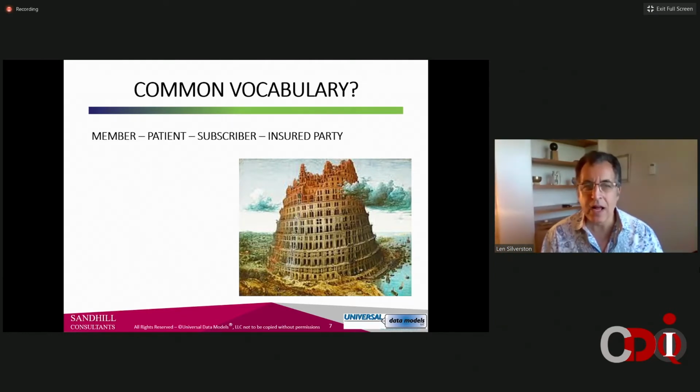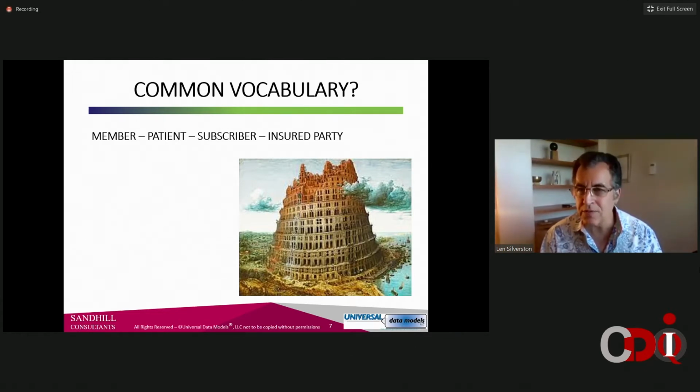For example, in healthcare, I work with a lot of healthcare companies all over the world, and a number of them have this issue: there's members, there's patients, there's subscribers, there's insured parties, and they're using these terms interchangeably in healthcare systems. So yeah, it's a member, it's a patient, it's somebody who receives healthcare. Well, the difference in these terms is very, very significant.